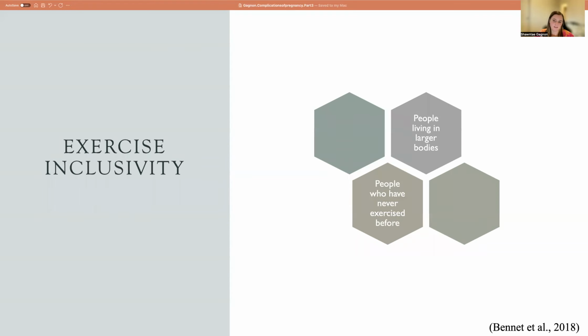So, exercise inclusivity. What about patients living in larger bodies or patients who have never exercised before? How can we best make recommendations on exercise for them? This was a great article that talked about ways to do that, and that's to assess individual perceptions of their barriers and facilitators, or things that help them, to get an understanding of where our patients are starting at. So, give patients an individualized plan for exercise initiation based on their situation.